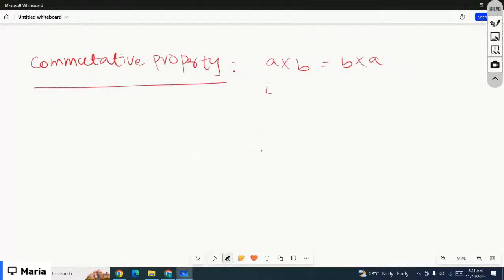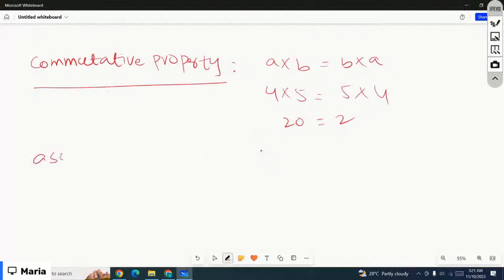Basically, it means you have two numbers and you are going to multiply them. The order does not matter in the case of multiplication. Either you do 4 times 5 or you do 5 times 4, they both have exactly the same answer. 4 times 5 is 20 and 5 times 4 is also 20. That is the commutative property. It holds for only two numbers.